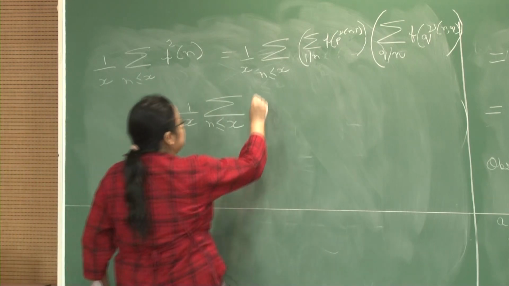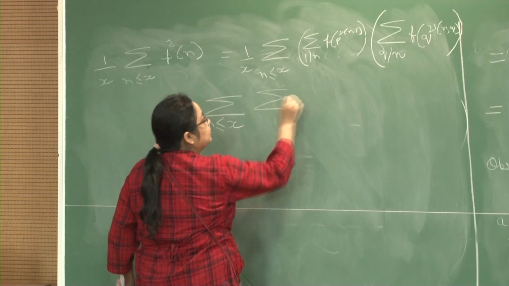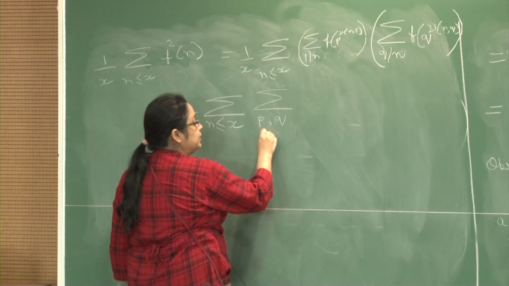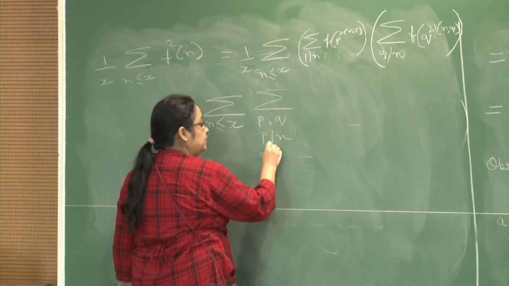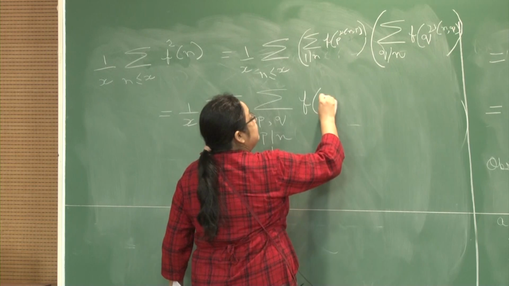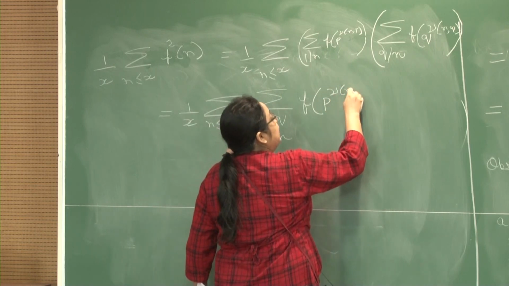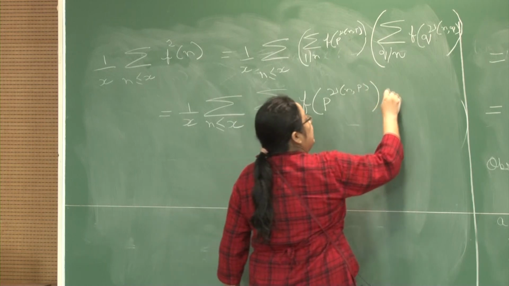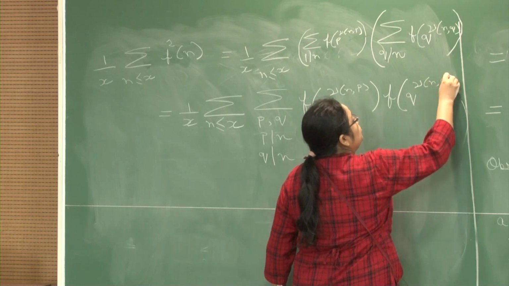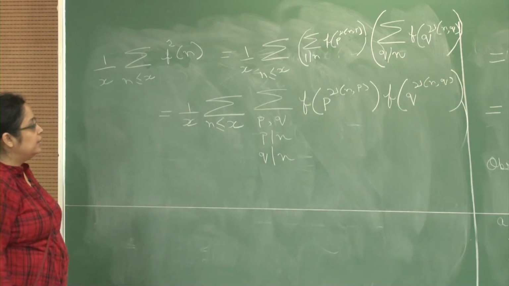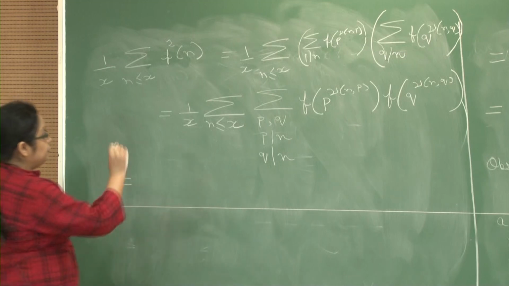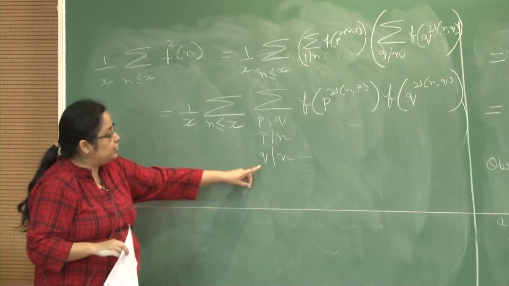Okay, so all possible. So, first, all possible primes p and q such that p divides n, q divides n, f of p raised to the mu of n comma p, f of q raised to the nu of n comma q. So, what will you do now? How will you interchange? So, first we note, let us take two cases.